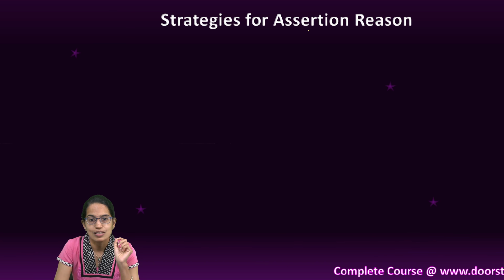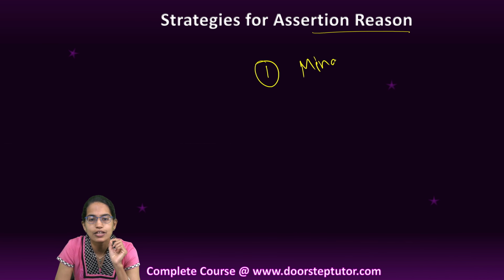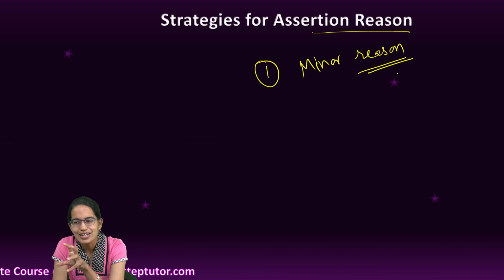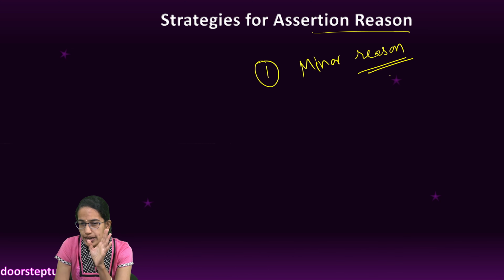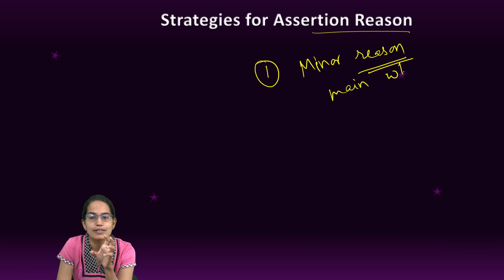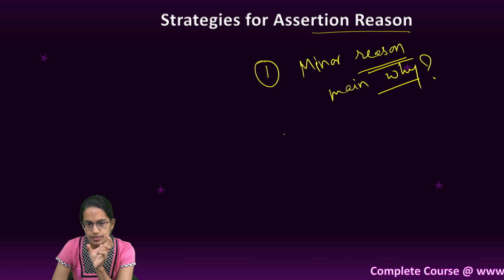A very important thing while solving assertion reason problems. First is to avoid any kind of minor errors. This could be due to minor reasons. Small reasons, avoid those. Those are ambiguous. Go to the main reason. Why? Look only for big things.